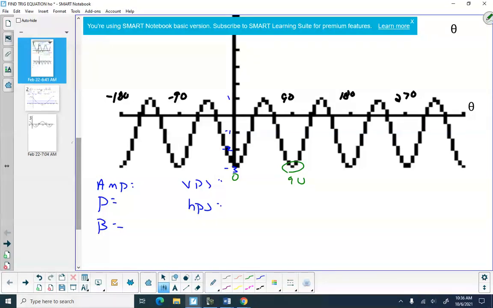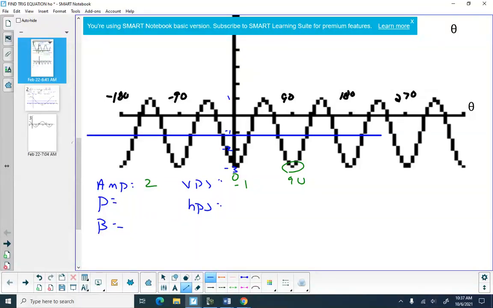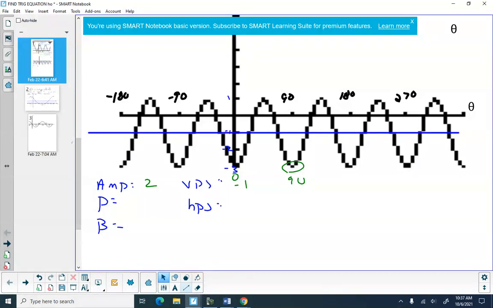Right, let's take a look. Where did you draw your prime axis in, Bryce? -1. So our vertical phase shift is -1, which gives us an amplitude of what? 2. Okay, drawing our prime axis at a value of -1 gives us an amplitude of 2 then.